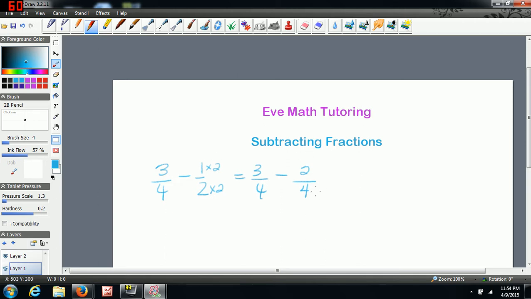So at this point, I'm allowed to write the fraction in this form because I did the same thing to the top as I did to the bottom. So that's why I didn't actually change the fraction. I just wrote it in a different manner. Now once we have it in that form, we can go ahead and subtract. So 3 minus 2 is 1 over 4. And that would be your answer there.